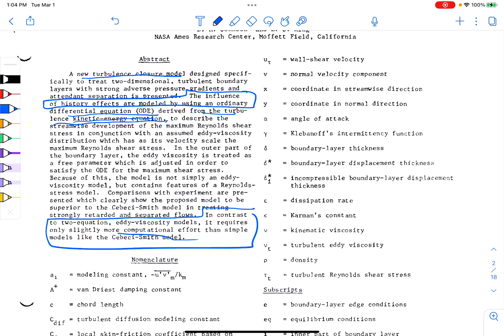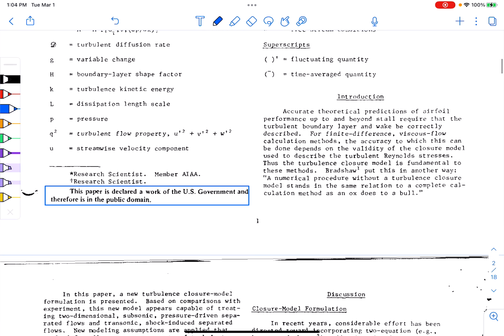So this is the criticism. By having a higher predictive capability, and it's often good to capture non-equilibrium effects for these flows, they have a higher computational cost than Cebeci-Smith and Baldwin-Lomax, which are just purely algebraic models, right? So you're introducing a whole new differential equation, and you've got to pay for it. Okay, so let's look at a few key things. They're looking for prediction of airfoils up to and beyond stall in boundary layers using finite difference viscous codes.